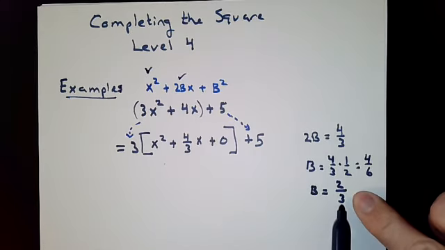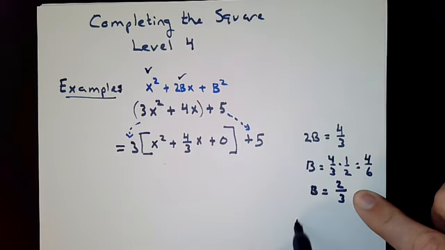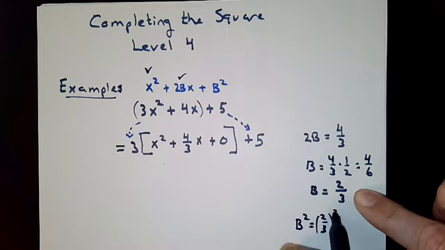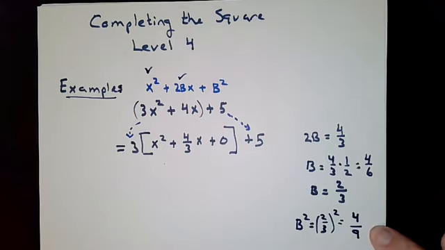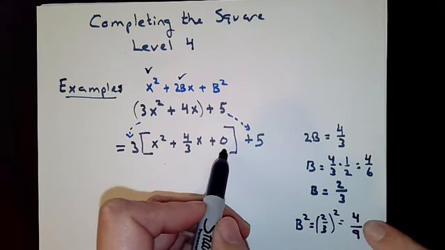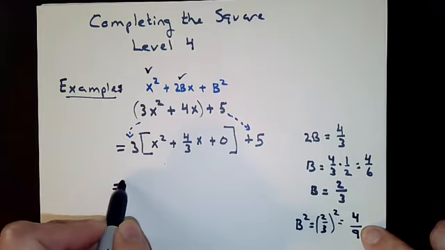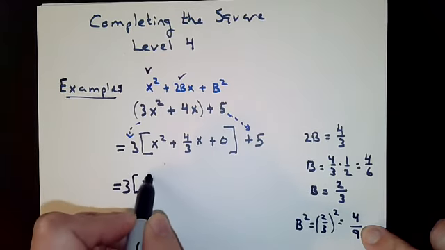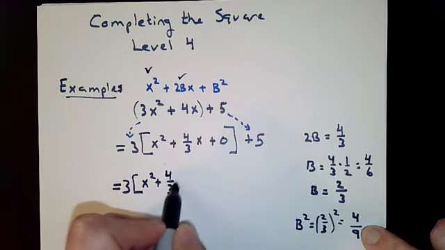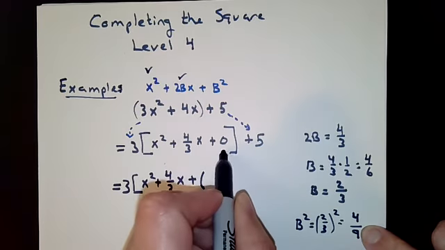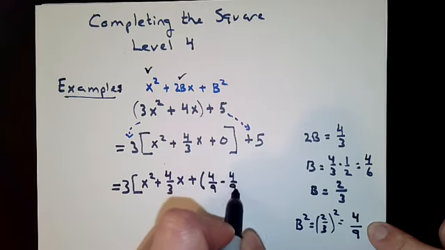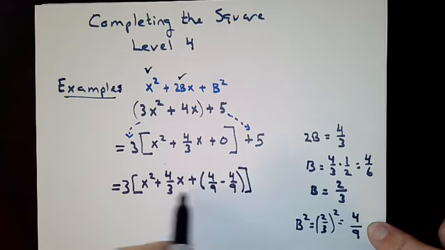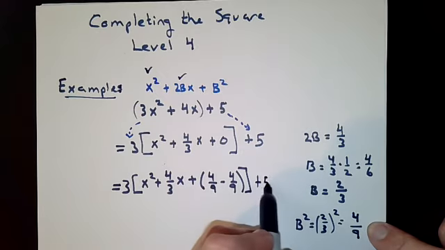So b equals 2/3. We need b squared. So b squared will be equal to 2/3 squared. That's 2 times 2 is 4, and 3 times 3 is 9. So our b squared is 4/9. So we'll write the 0 here using 4/9. Okay, 0 written using 4/9 would be 4/9 minus 4/9. And all of that's inside the square brackets. The plus 5 is still on the outside.